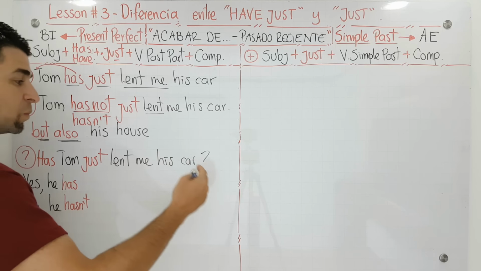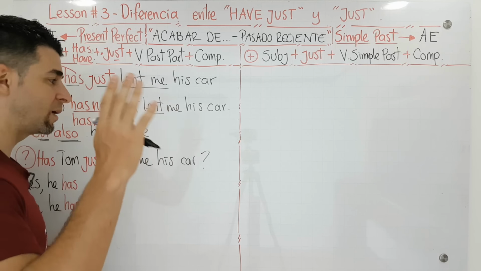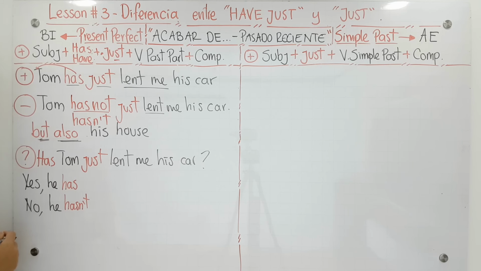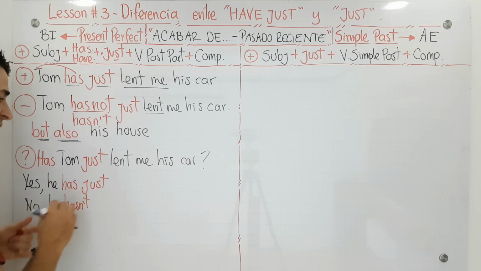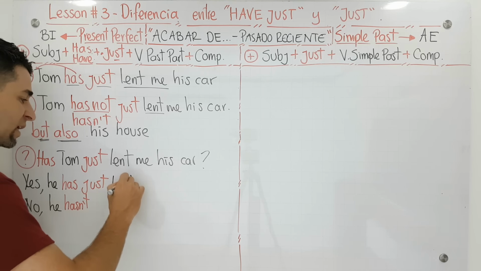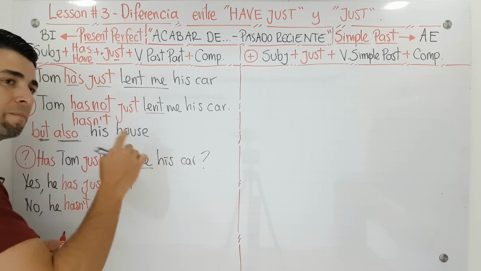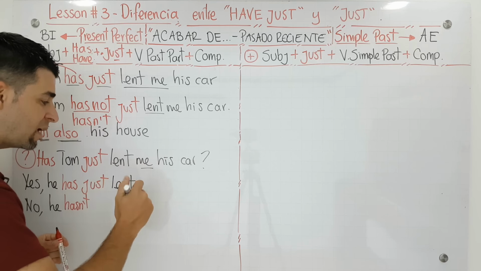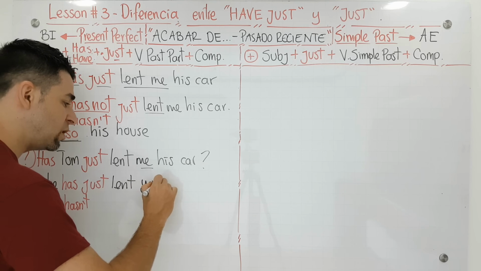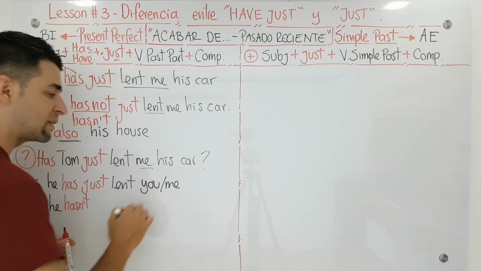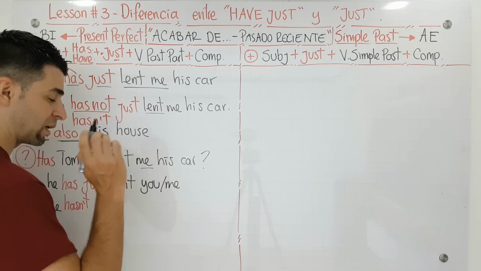También podríamos agregar un poco más. Al agregar un poco más tenemos que ser un poco más cuidadosos con esto. Entonces, por ejemplo, yes, he has. He has just, ¿sí? Lent. ¿Y qué vamos a colocar acá? Analicemos. ¿Cuál pronombre objeto vamos a utilizar? Me o you. Aquí iría mucho mejor you, aunque podrían trabajar también este me. Depende de lo que usted quiera decir.